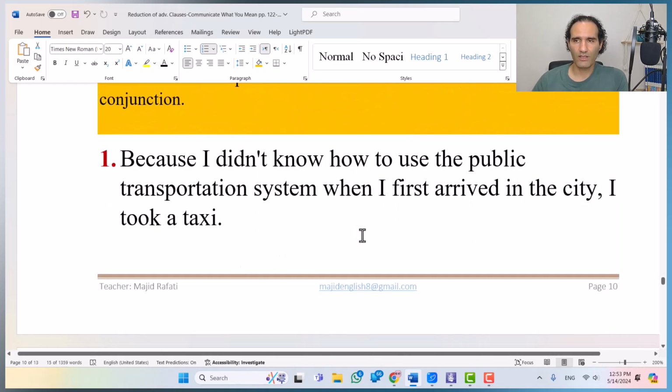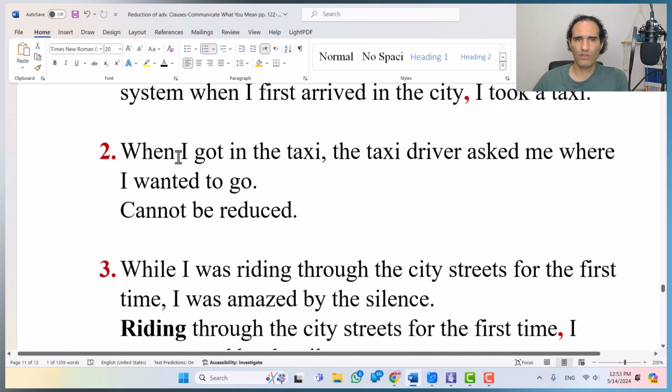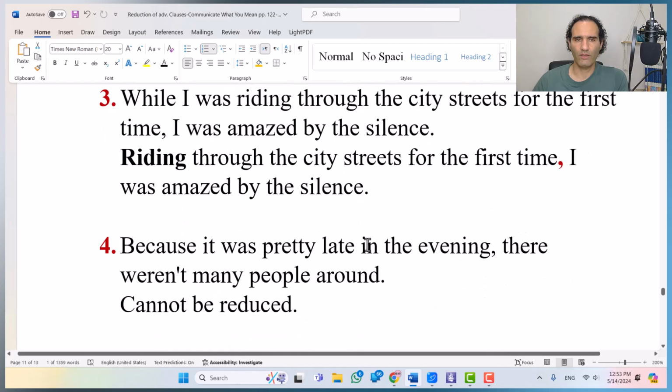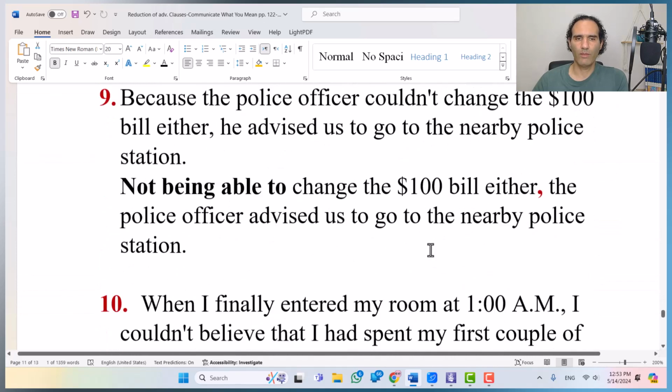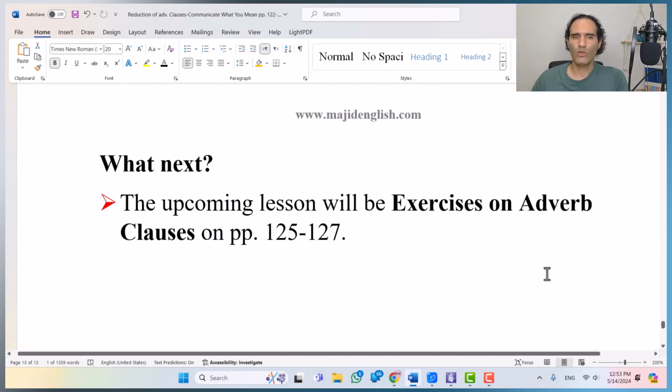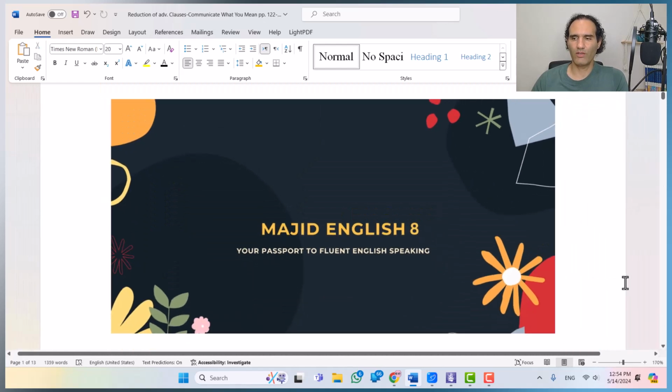And with the examples here we covered, I told you some of them cannot be reduced. Why? Because the subjects are different. This one was the same. This one is different. I, taxi driver. And here I just one more time remind you of the comma. If you start with the dependent clause, it is a comma. If it starts with an independent clause, no comma in between. So I will be looking forward to seeing you on the following lesson talking about the exercises of adverb clauses.